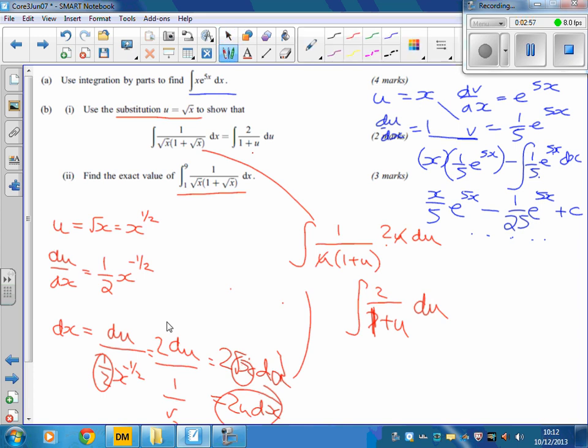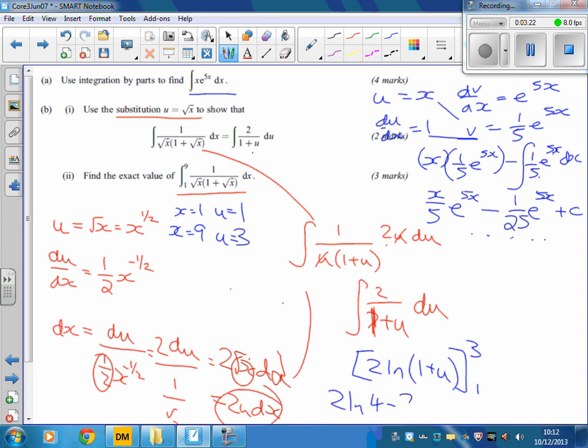So now we can do this thing here. We've actually got to work out what these values are. When x is equal to 1, then u is equal to 1, because it's just the square root of that. When x is equal to 9, u is equal to the square root of 9, which is 3. So when we integrate this, we get 2 ln of 1 plus u between 1 and 3. So we've got 2 ln 4 minus 2 ln 2, which turns out to be ln 4. 16 divided by 4 is 4. I'll stop there.